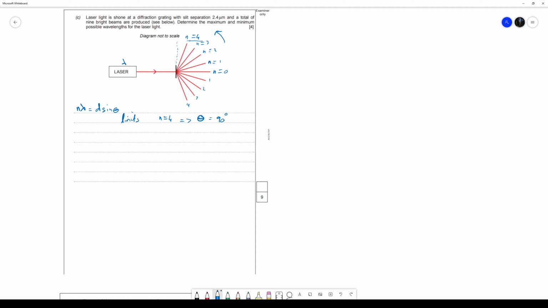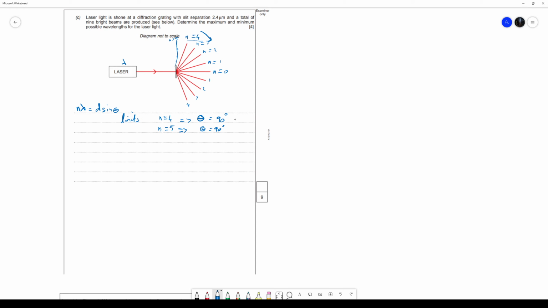If I think about spreading the opposite way, as I decrease lambda, all of these fringes move in this direction. What's the absolute limit for me still only seeing 9 bright beams, not seeing 11? Well, that would be when the n equals 5 is at 90 degrees. The 5th order at 90 degrees. So those are the limits. Any value of lambda in between these two conditions is going to be okay.